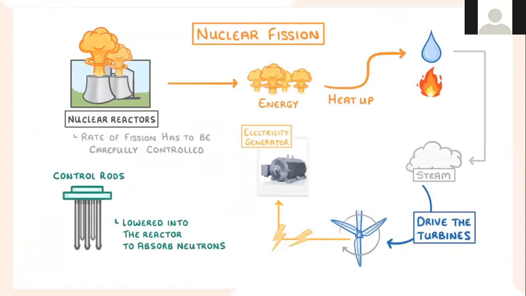Next, in nuclear reactors, the rate of fission has to be carefully controlled to stop it from getting out of control. This is mainly achieved by control rods, which can be lowered into the reactors to absorb neutrons and slow down the reaction. And then the energy released from this process is used to heat up water and turn it into steam, which can drive turbines that are connected to electricity generators.